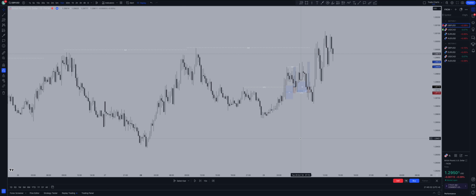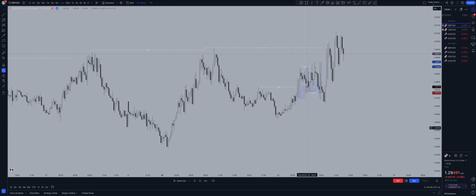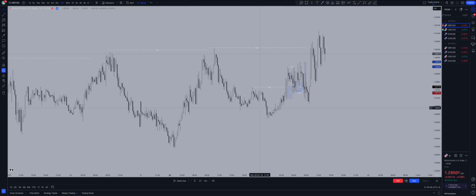So 15 minute on GU. We are starting off at 4 a.m. Eastern time. So starting off right in here, we had an order flow shift to the upside. Another break, order flow shift to the downside. That would be just about 3 breaks right here. So therefore, anything past this point would be invalid.